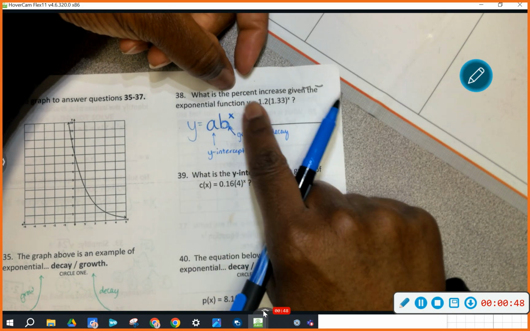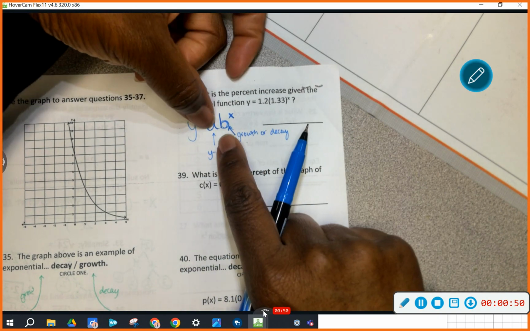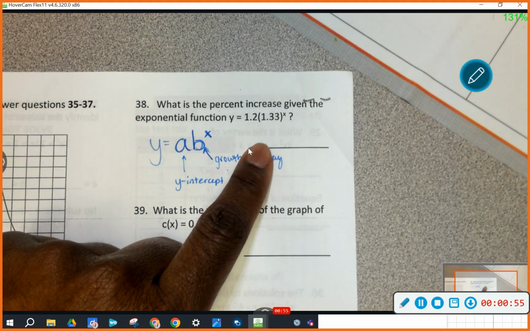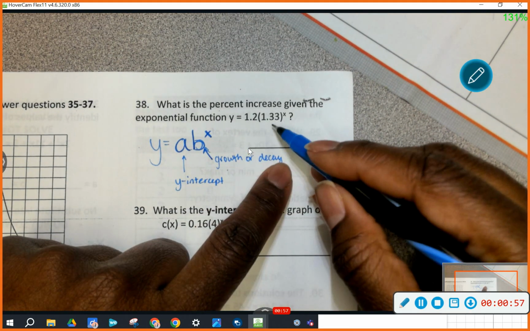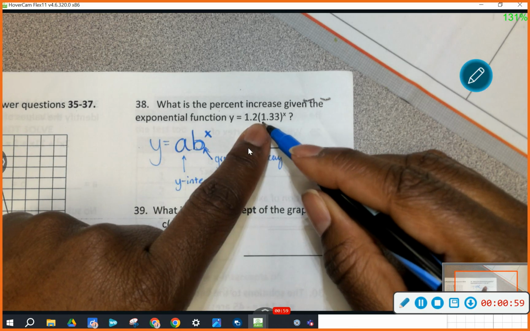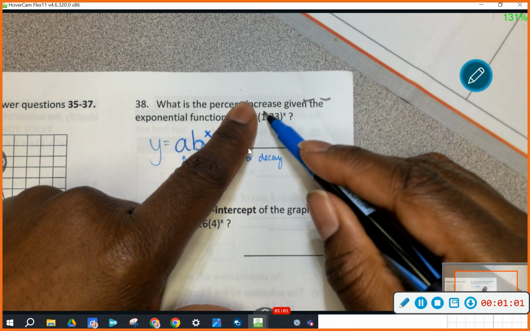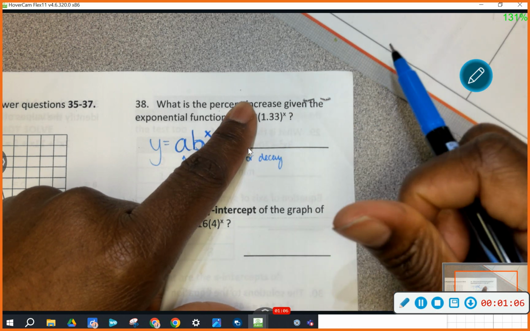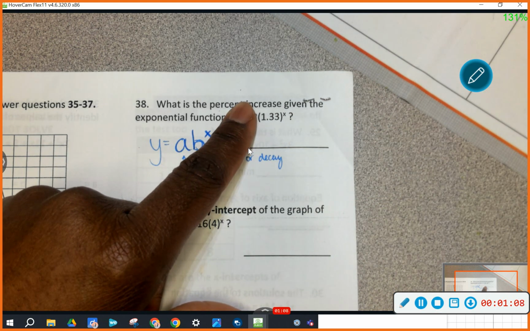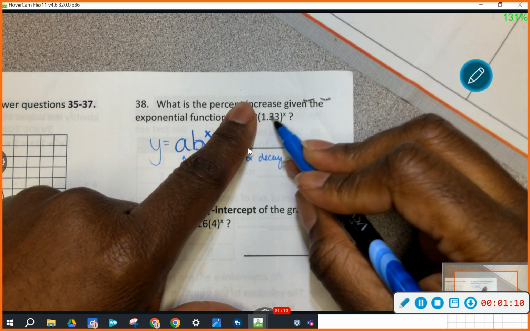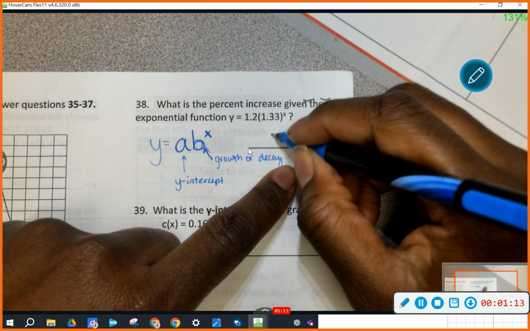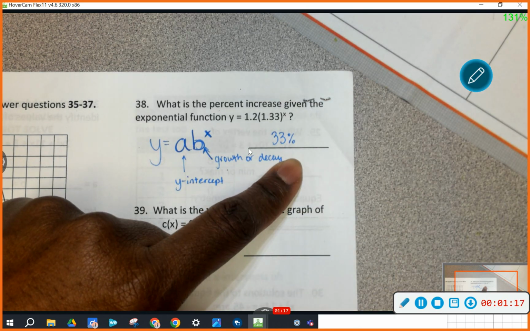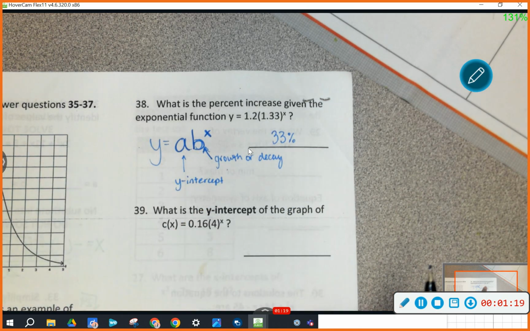But notice it's 1.33 for this one. And this one says, what is the percent increase? So this tells us it's 1.33. Remember, that doesn't mean that it's like 133%. We definitely know it's growth. But remember how we talked about this is your phone battery. If your phone battery is over 100%, that means it's definitely increased by how much? How much over the 100? So this percent increase is 33%, all right?